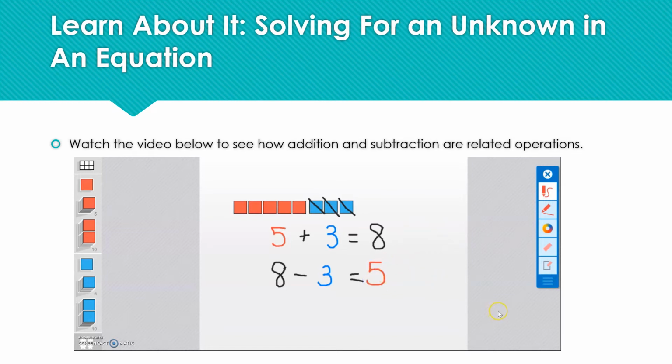So you might notice that the two number sentences are related. They're using the same numbers. We're just using a different operation each time. With addition, we're counting the two small groups and putting them together to find the total. With subtraction, we're thinking about the total number. We're taking away one part, which would leave us with the other part.